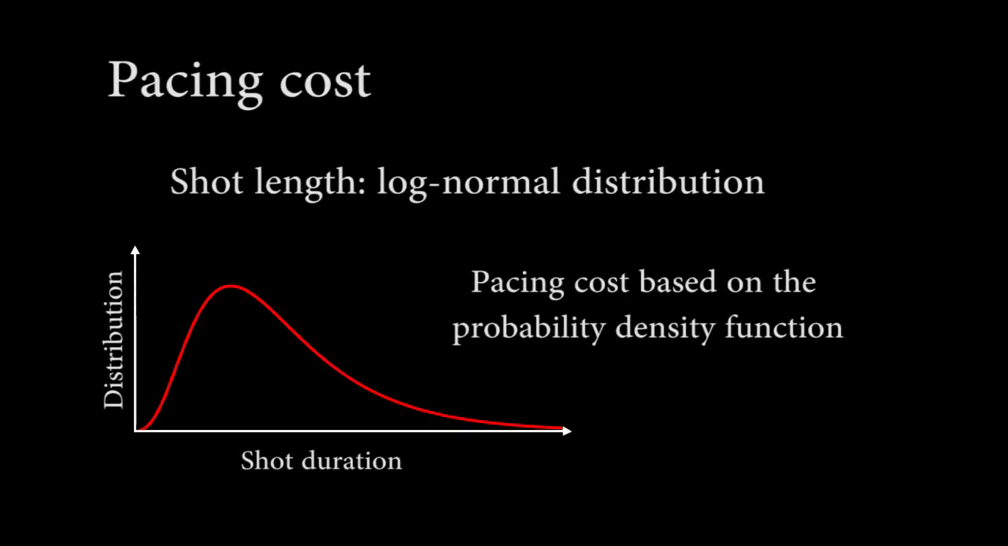Now, the cost of pacing is evaluated by measuring the difference in the edit with a specified log-normal distribution. Here, the log-normal distribution has been chosen since results in empirical film analysis have actually shown that most edits follow this distribution.